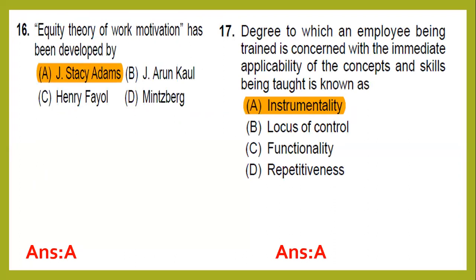So 16th question, equity theory of work motivation has been developed by, the option is A, J. Stacy Adams. So this is the correct option. 17th question, the degree to which an employee being trained is concerned with the immediate applicability of concepts and skills being taught is known as instrumentality. So therefore, the correct option for 17th question is A, instrumentality.